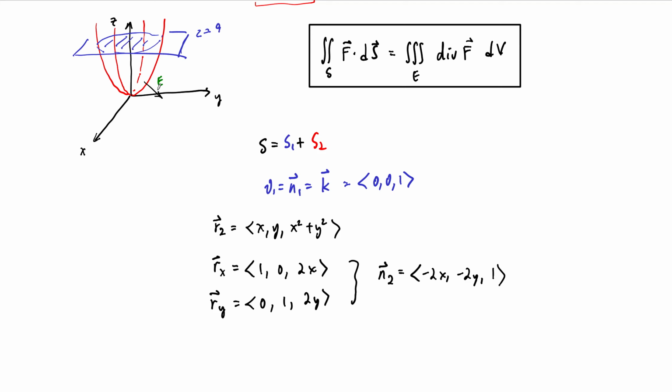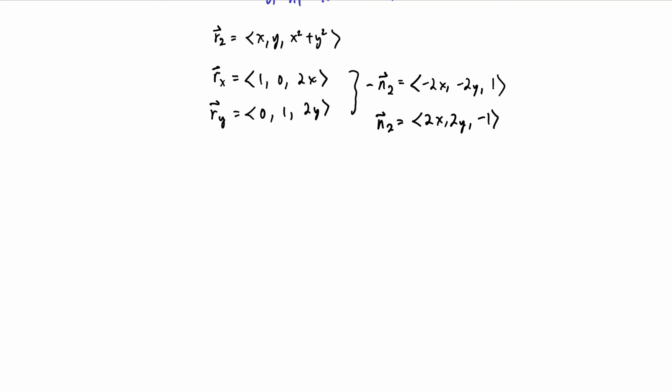So we want our normal vectors to point away from the interior, from the bounded region. And so this is actually negative n2, and our normal vector that we're going to use is going to be 2x, 2y, and negative 1 for the surface integral. Okay, so remember how surface integrals work.